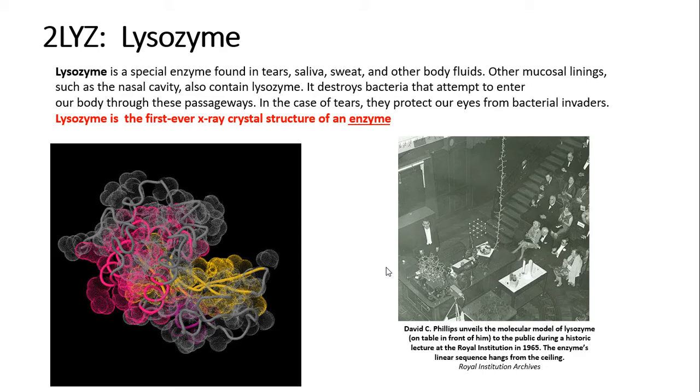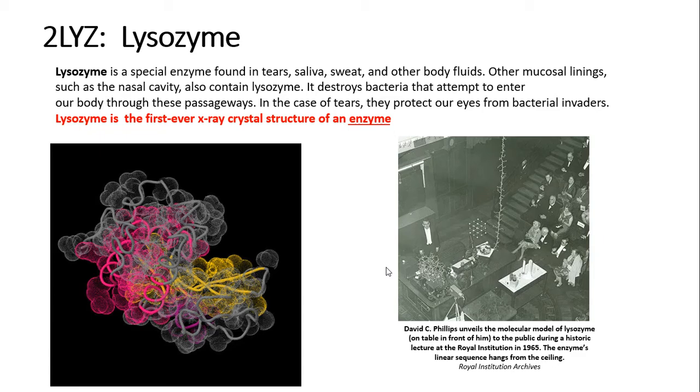It's found in our tears, saliva, sweat, and other body fluids. It has a great ability to destroy a wide variety of bacteria that can enter our body through these various passageways. This protects our eyes from eye infections. It's a nonspecific defense mechanism, broad spectrum, that's very powerful.